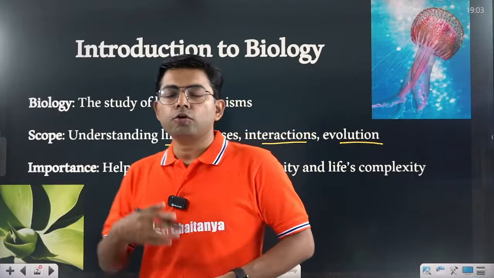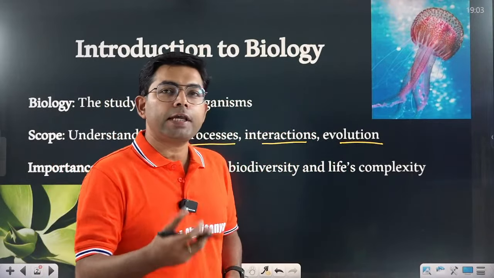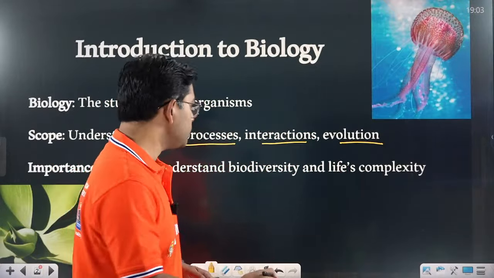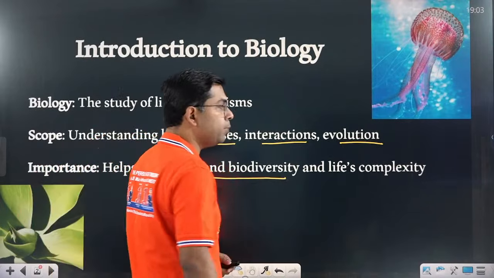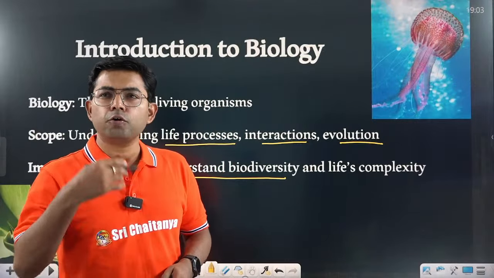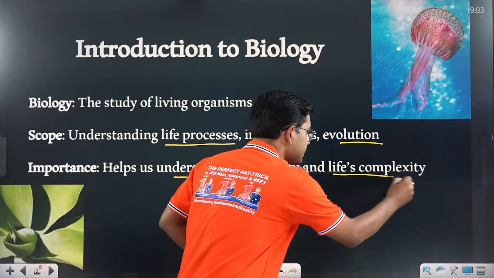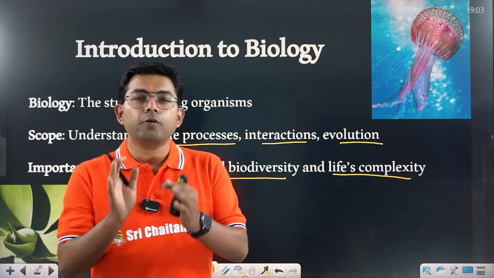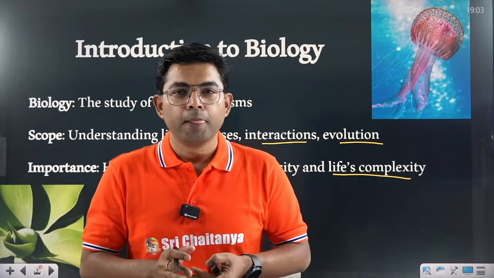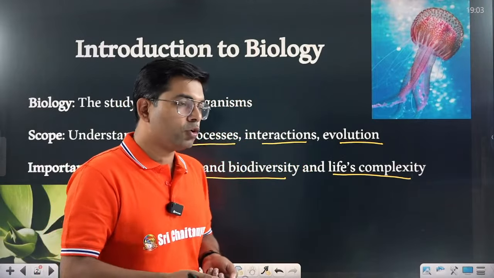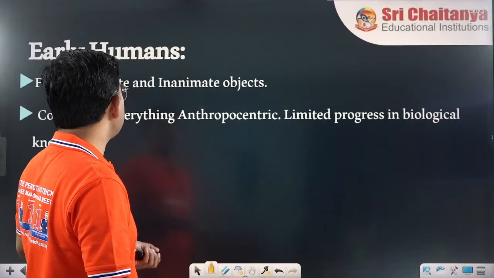Here we will also understand the different types of plants and animals, which includes biodiversity. We will also include life complexity. So basically, we are going to study about life and living organisms. So let's start with this chapter, the living world.